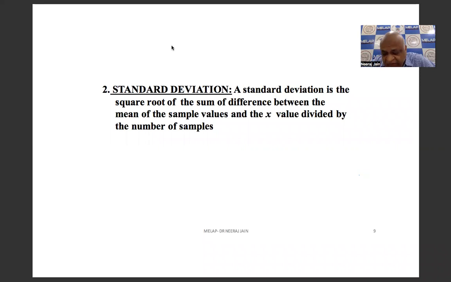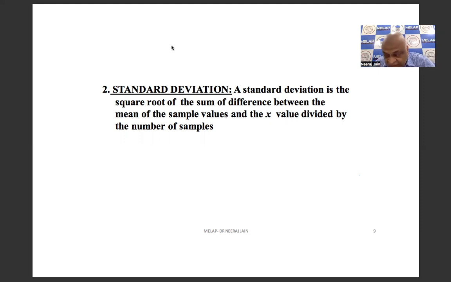They are running the same level of control for glucose for three consecutive days. In the first laboratory, their results are 99.5, 100, and 100.5. In the second laboratory, their results are 98, 100, and 102. In the third laboratory, their results are 95, 100, and 105. Now you will find the mean is the same in all three laboratories, 100 only.